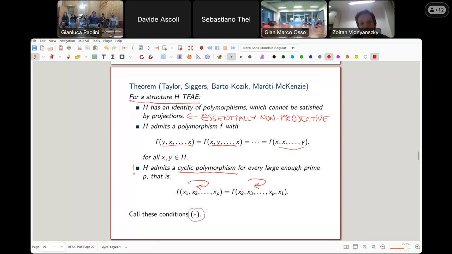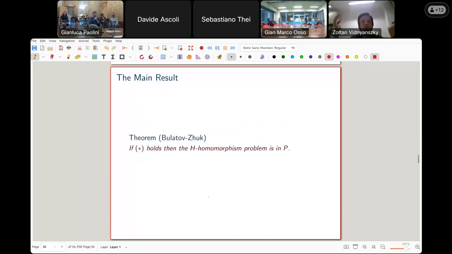And I will call these conditions star. So this is sort of the dividing line between hard and easy problems. Or this was conjectured to be the dividing line between hard and easy problems by Bulatov, Jeavons, and Krokhin. And Bulatov and Zhuk, a couple of years ago, proved this main result, that this is indeed the situation. If star holds, then the homomorphism problem is easy. Okay?